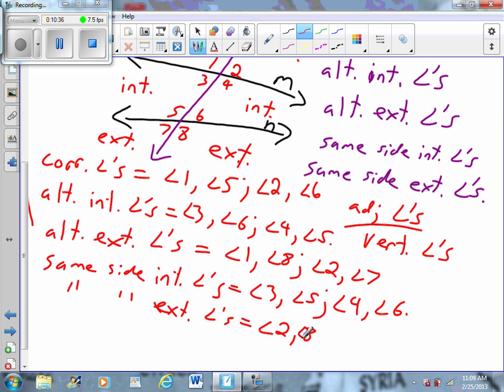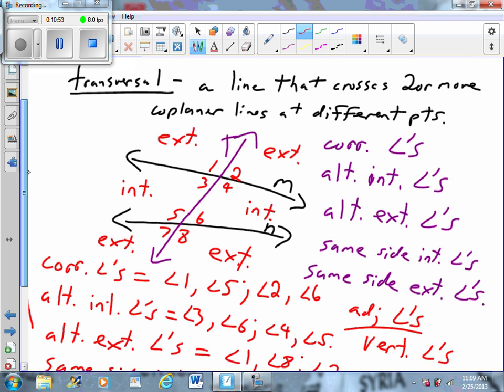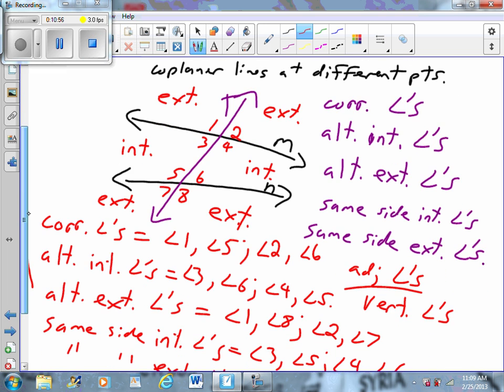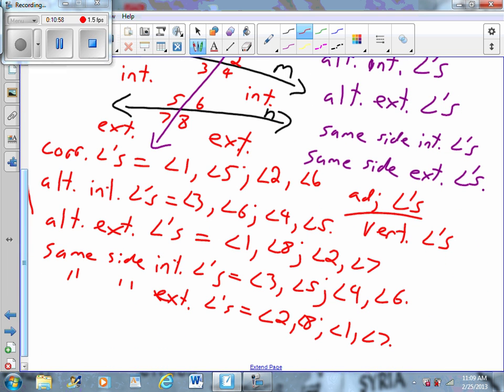All right, what's another same side exterior pair? 1 and 7, that's right. 1 and 7. All right? So what that does is let you know those are examples. You're going to need to refer to this a lot, okay?